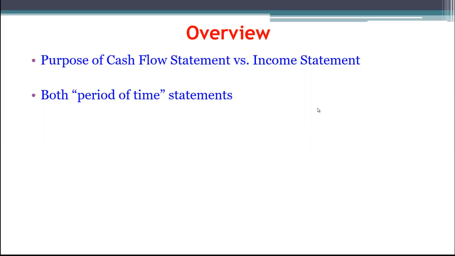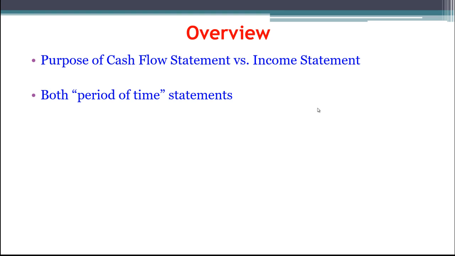So the first thing I wanted to mention is that a lot of times when an investor is looking at the cash flow statement, they look at it in conjunction with the income statement. Now, these are both period of time statements, but they certainly serve completely different purposes.